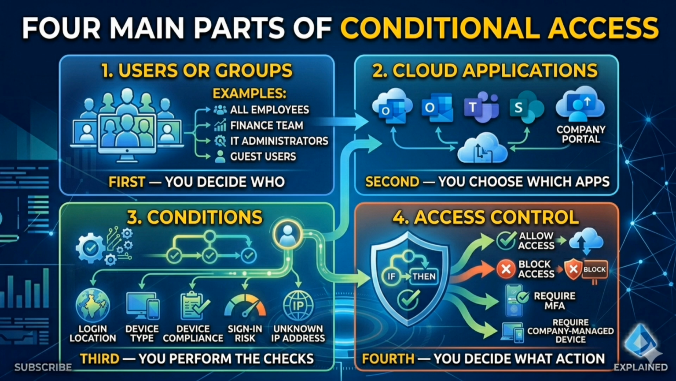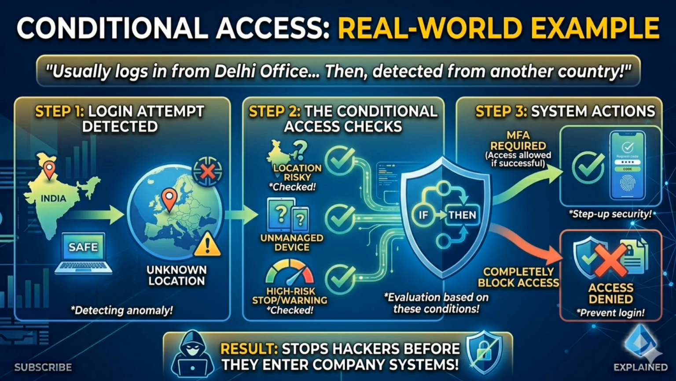And number three, conditions. So these are the checks performed before allowing access. Examples: login location, from where you are trying to log in, device type, device compliance, sign-in risk, unknown IP address. And number four, access control. This decides what action should happen. Actions include allow access, block access, require multi-factor authentication, require company managed device.